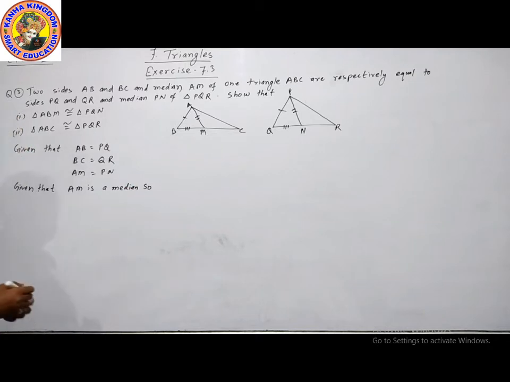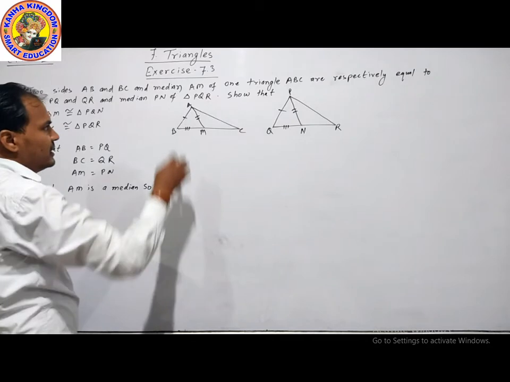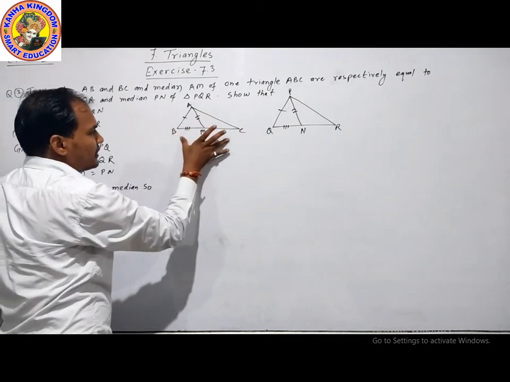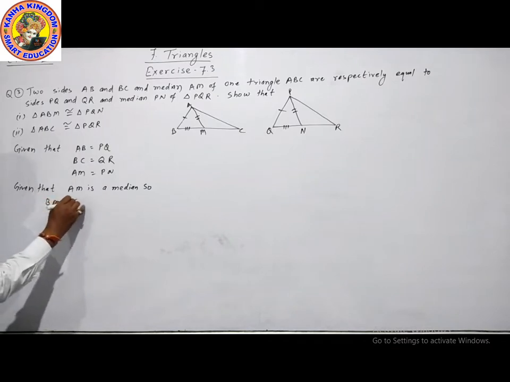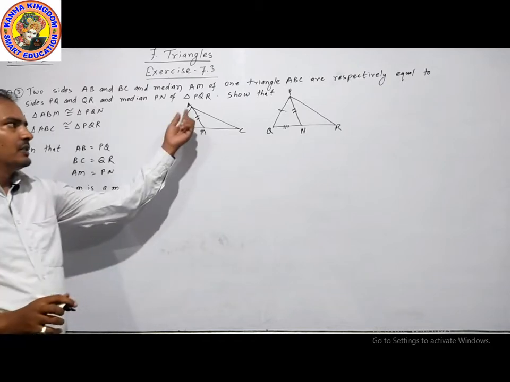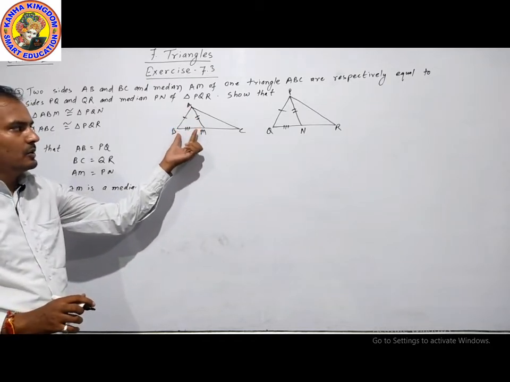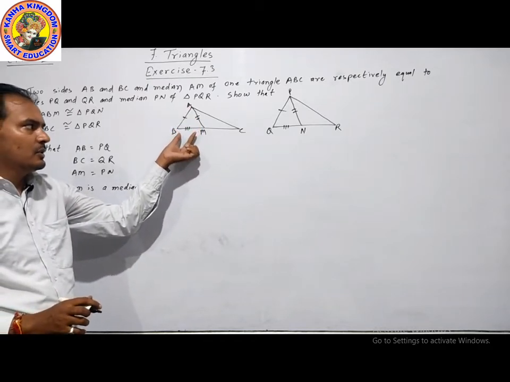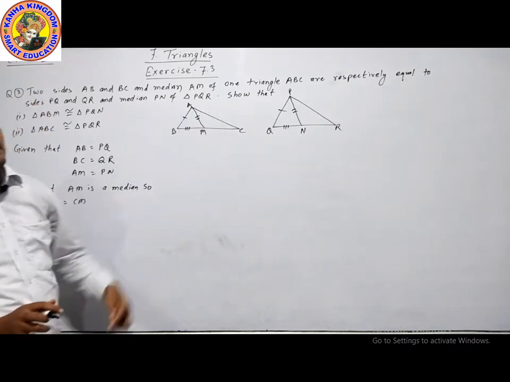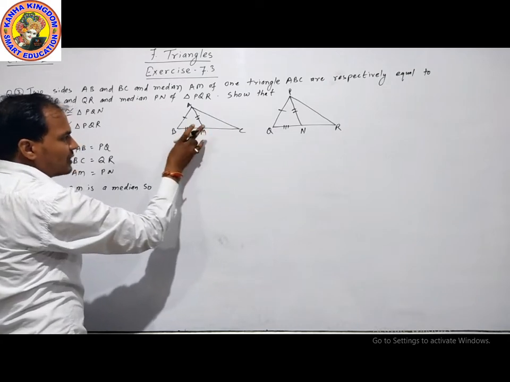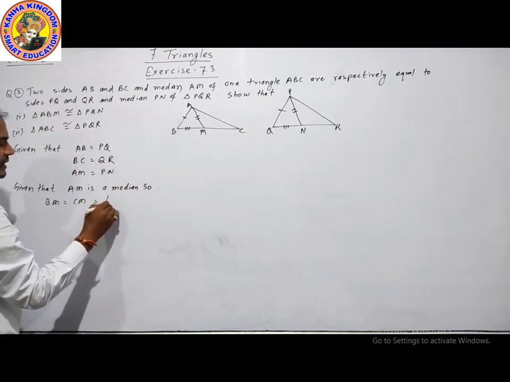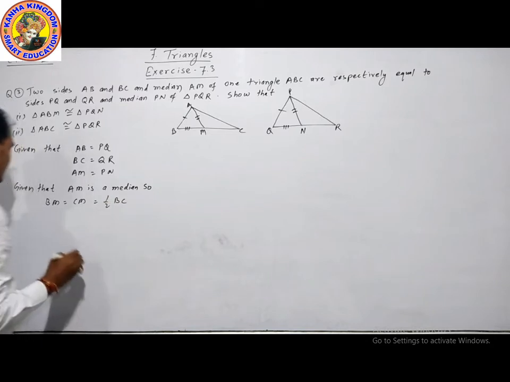So what is the definition of median? A median is a line which bisects the opposite side. AM will bisect BC. So BM is equal to CM. AM is the median, so it bisects BC, so BM and CM are equal, and we can say that BM is half of BC.